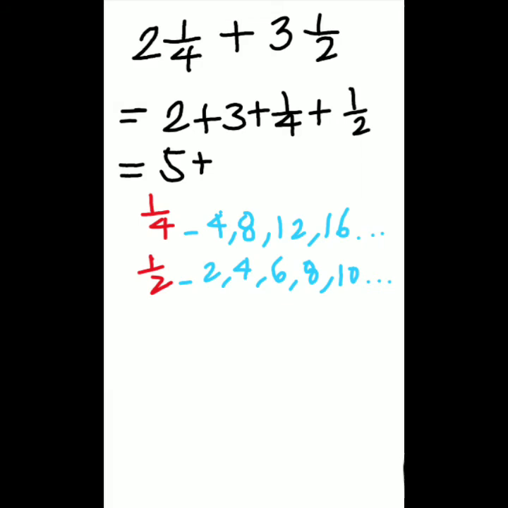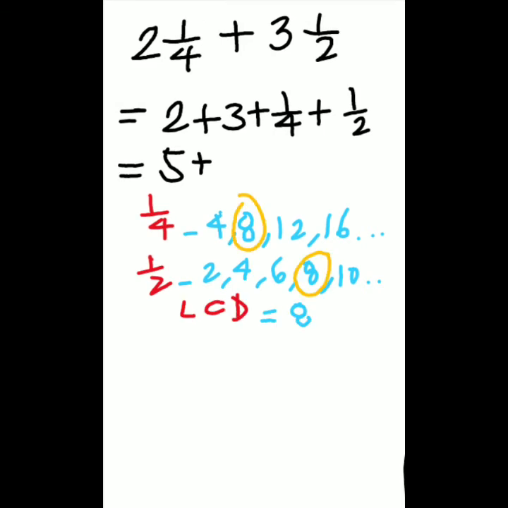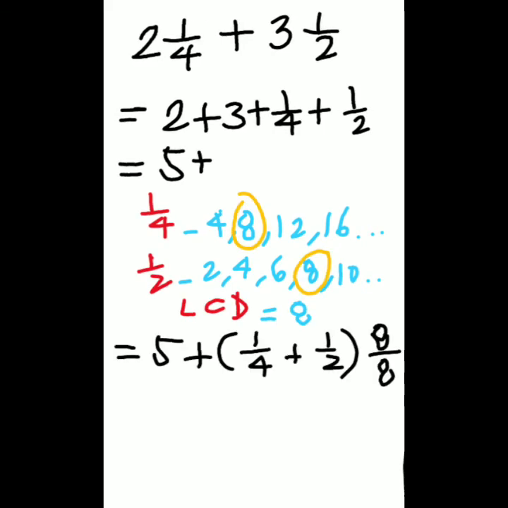The multiples of 4 of the fraction 1/4 are 4, 8, 12, 16, and so on while the multiples of 2 of the fraction 1/2 are 2, 4, 6, 8, 10, and so on. As shown multiples for both denominators of 1/4 and 1/2, the LCD is the number 8. Thus, multiply 8 over 8 to the quantity of 1/4 plus 1/2.